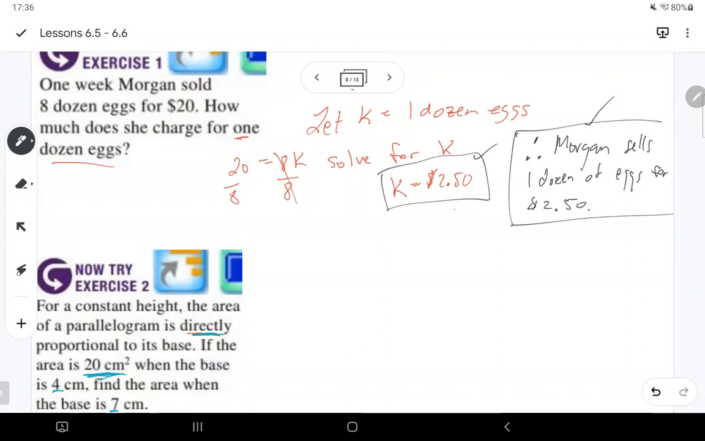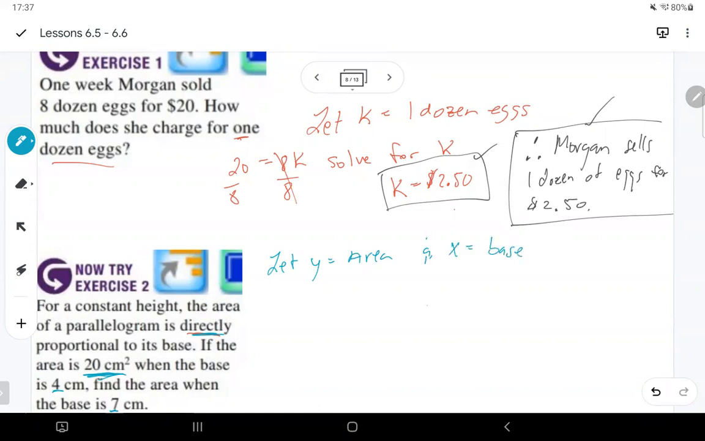All right, the next question says, for a constant height, the area of a parallelogram is directly proportional to its base. If the area is 20 centimeters when the base is 4 centimeters, find the area when the base is 7 centimeters. So we're going to let y equal the area and x equal the base.